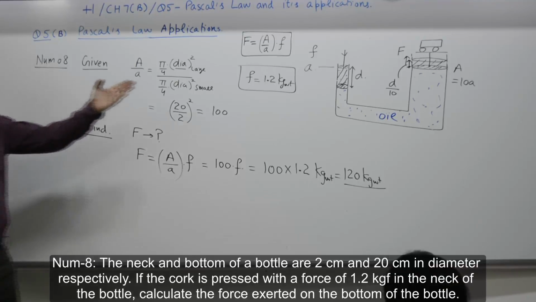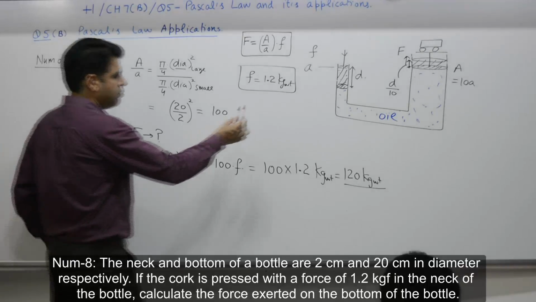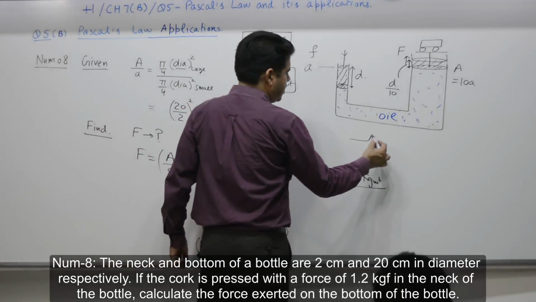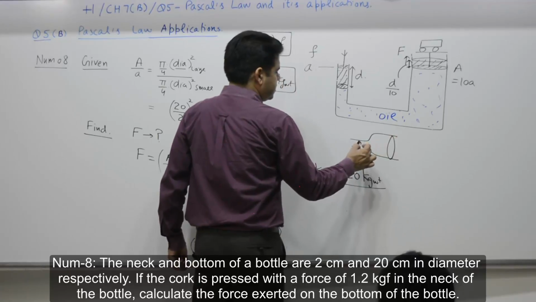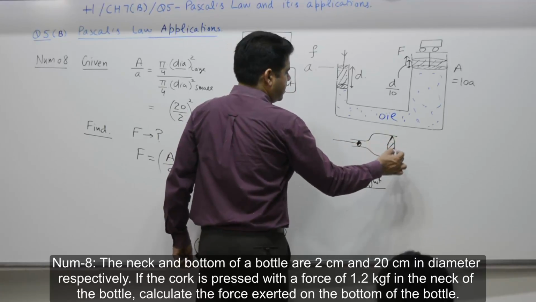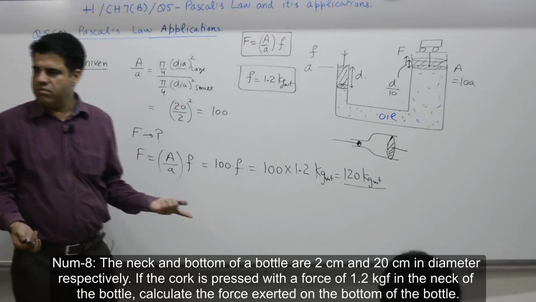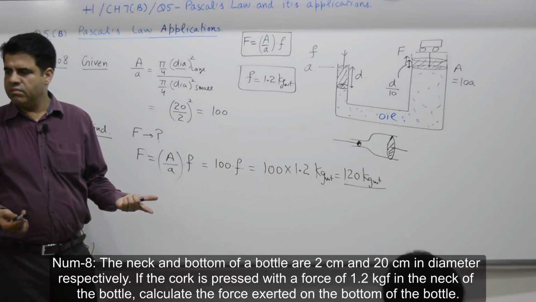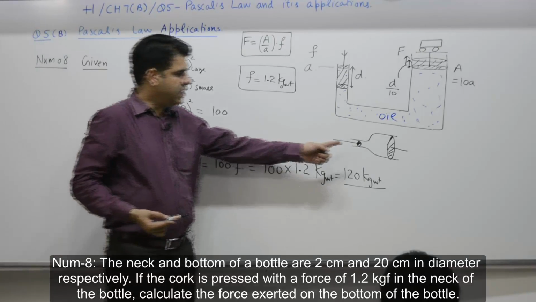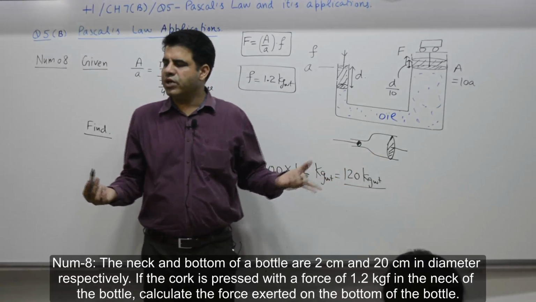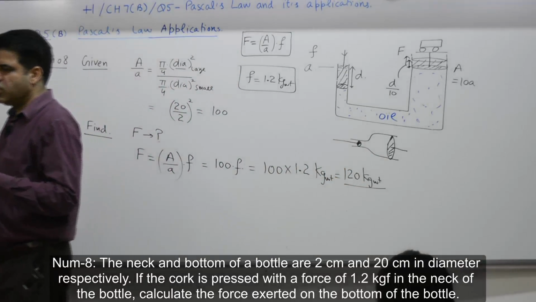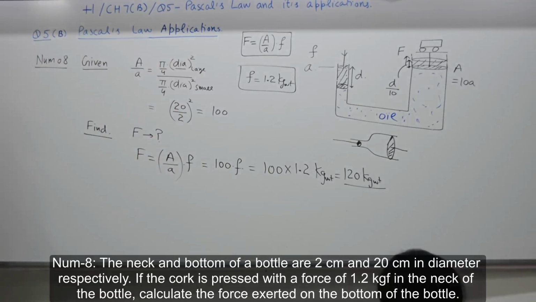The concept is same. Whether you make the diagram in this form or this, it is the same. This area is how many times this area? 100 times. So the area multiplier is 100. So force is how many times? 100 times. One minute to complete.